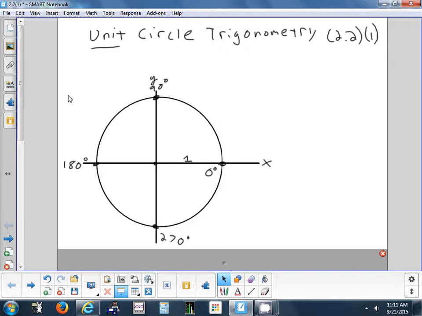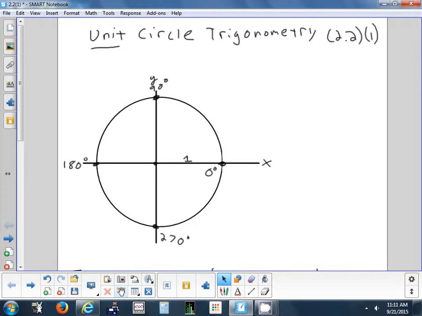Okay, so what I've got up on the board, we've got the xy axes. We've got a circle. The center of the circle, that's the origin. And then I've marked some angles going around the circle. 0 is on the positive x-axis, 90 on the positive y, 180 on the negative x, and 270 on the negative y.